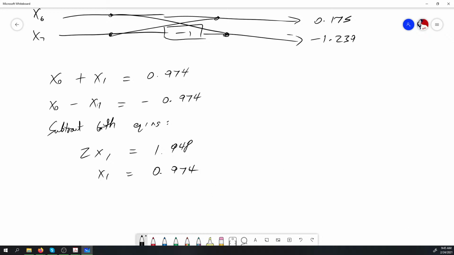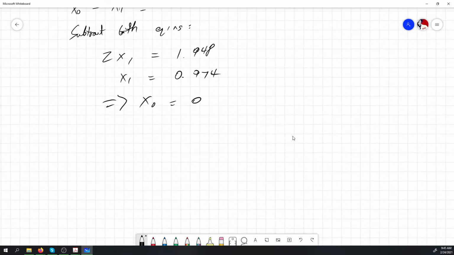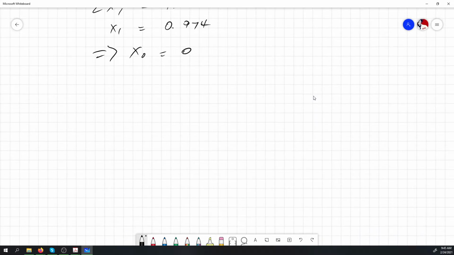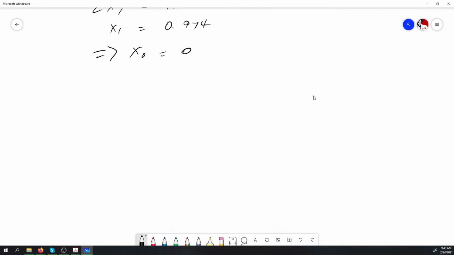And similarly, if we solve for x0, x0 here is just going to be 0. And we just keep on repeating the process as we keep on going. So in the interest of time, I'm going to just write out what each one of these values are.